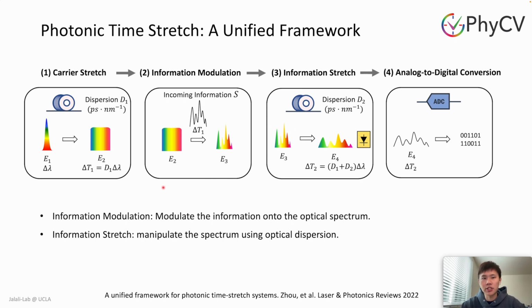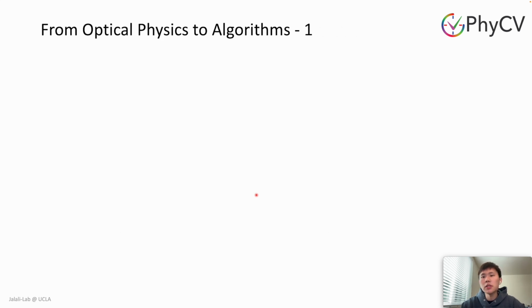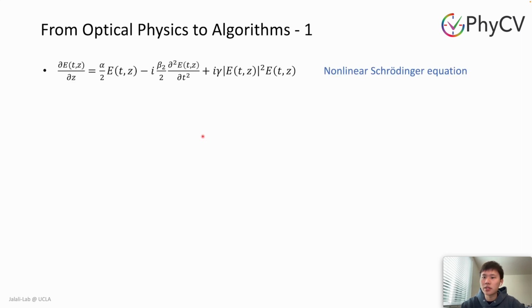It has 4 steps in general, but the 2 core steps are the information modulation and information stretch. In these 2 steps, the incoming information is modulated onto the optical spectrum, and the spectrum is further manipulated using optical dispersion. The optical pulse propagation in the medium is governed by the nonlinear Schrödinger equation, which has 3 terms on the right-hand side: loss, dispersion, and nonlinearity. Photonic time stretch can be understood by first modulating the information onto the optical carrier spectrum and then propagating the modulated pulse through a dispersive fiber.